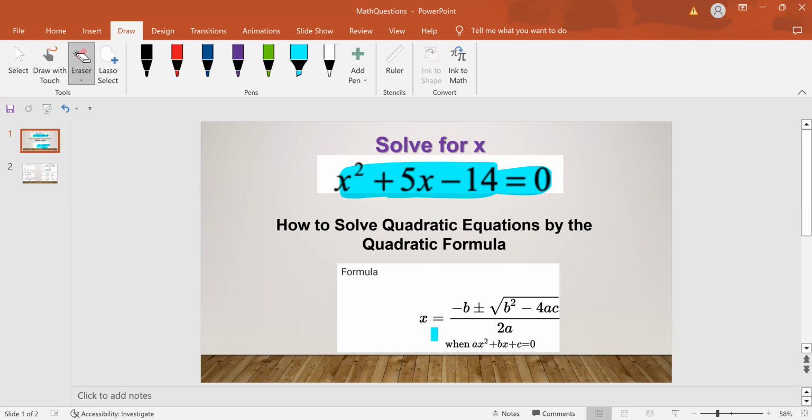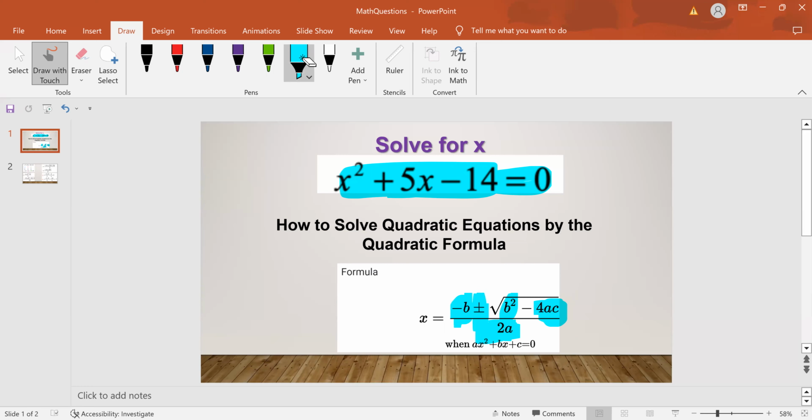In 4ac, you have to understand this is 4 multiplied by the a value multiplied by the c value. Same thing when they say 2a, it is 2 multiplied by the a value. When you say b to the second power, that means b multiplied by itself. You have a negative b, that means what? You take the b value and you change the sign, so you negate that b value.